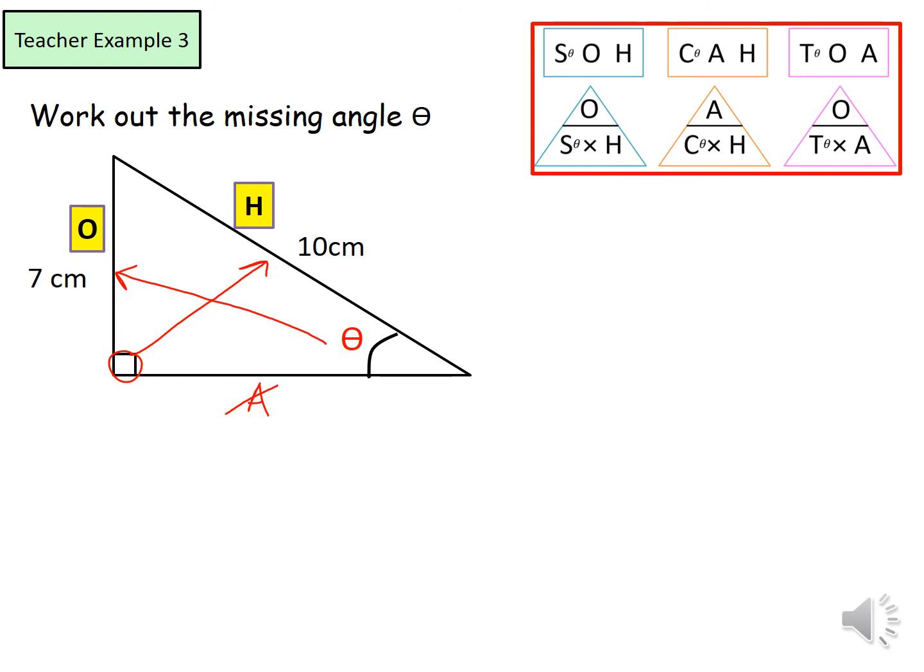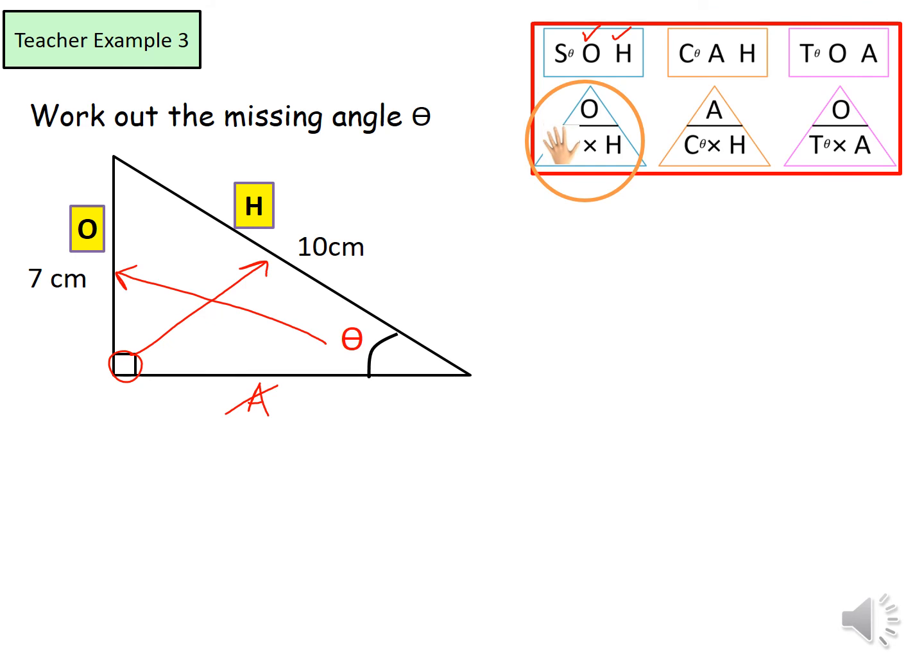So using our trig formulas, which one has the opposite and hypotenuse? It's the sine trig formula. The sine trig formula has opposite and hypotenuse, so that's the one we are going to use. It's still the same approach. What we need to do is cover up the one we are trying to find out. That is, in this question, the missing angle. So we cover up the missing angle.